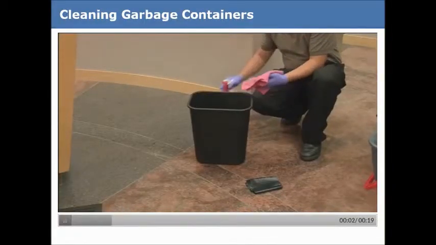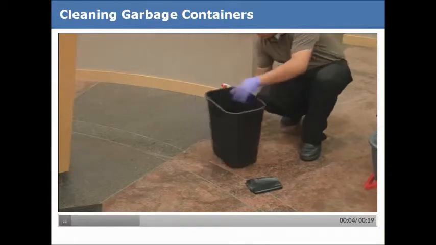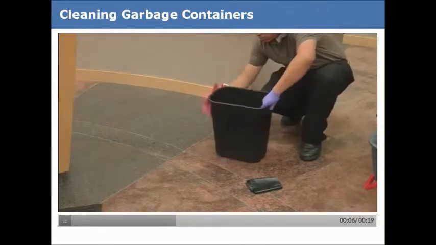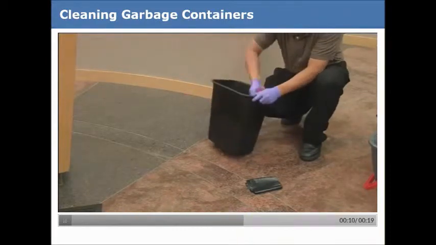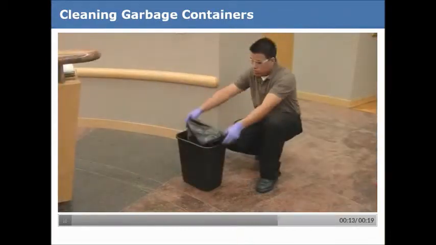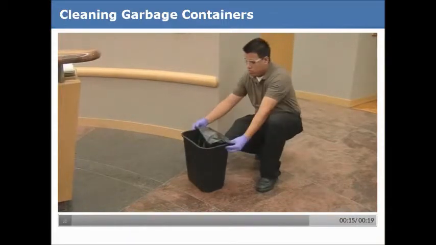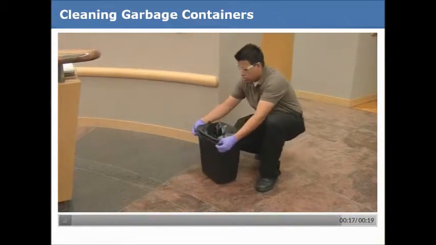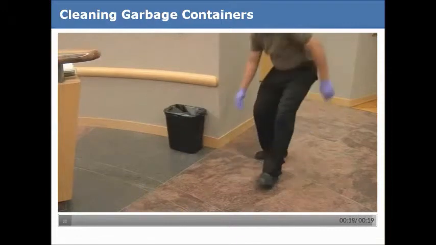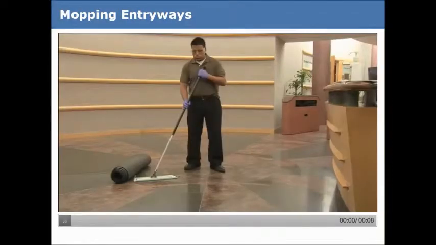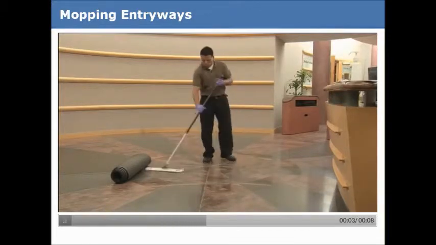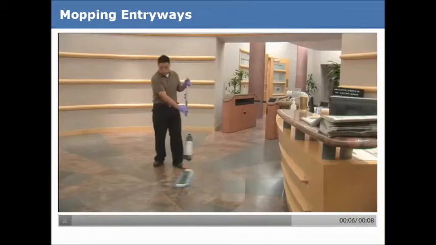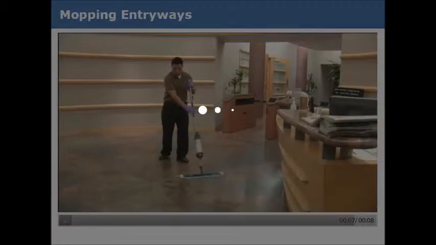Clean the inside and outside of the trash container with a disinfectant cleaner and wipe dry following the label's direction. Do not use this cloth for any other cleaning. Place a new liner in the trash can and return it to its proper location. The final step in cleaning entryways is dusting and damp mopping the floor. This is covered elsewhere in this course.